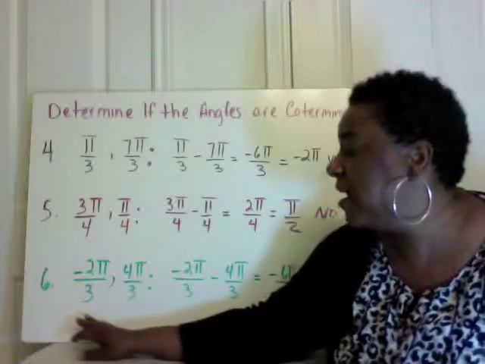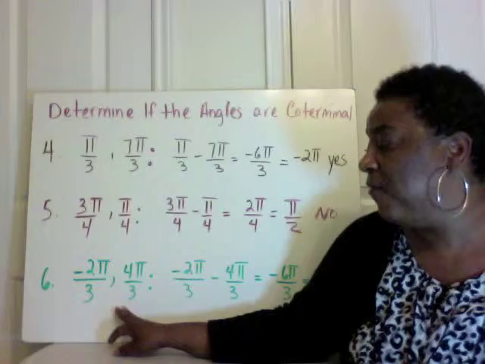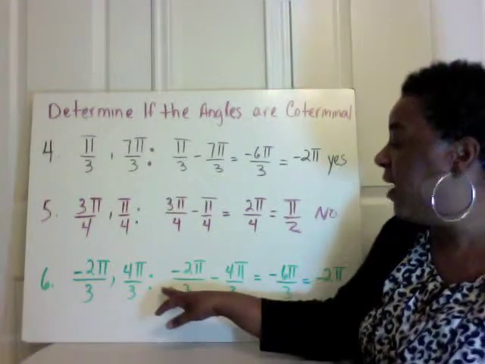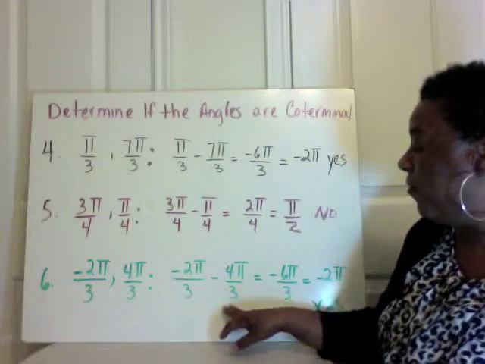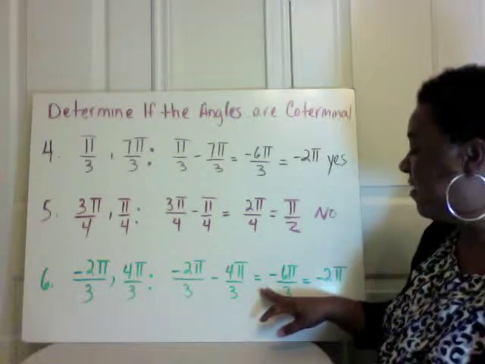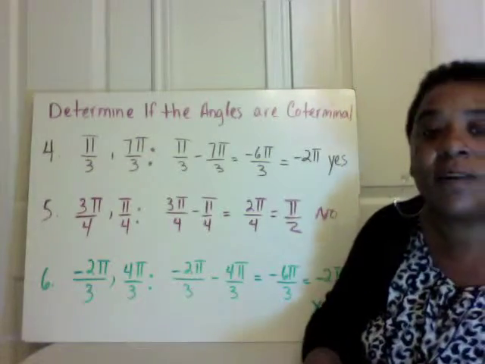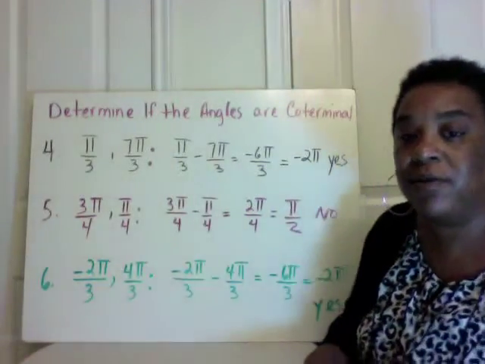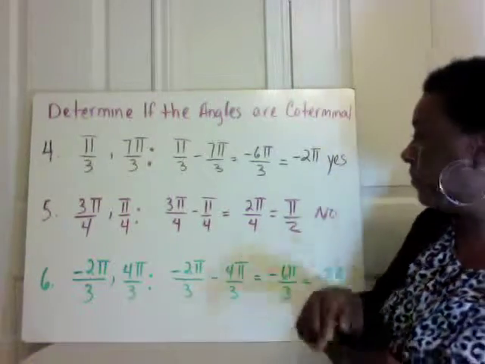In this next example, we want to see if negative 2 pi over 3 and 4 pi over 3 are coterminal. So we have negative 2 pi over 3 minus 4 pi over 3 equals negative 6 pi over 3, which equals negative 2 pi. And so these two angles are coterminal angles since their difference is a multiple of 2 pi.